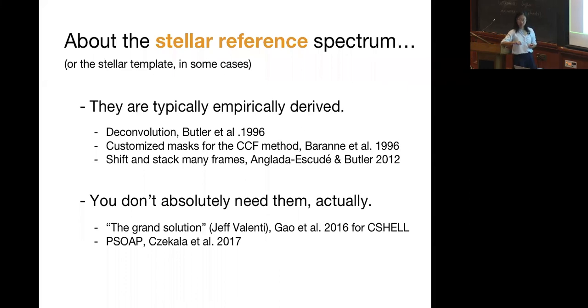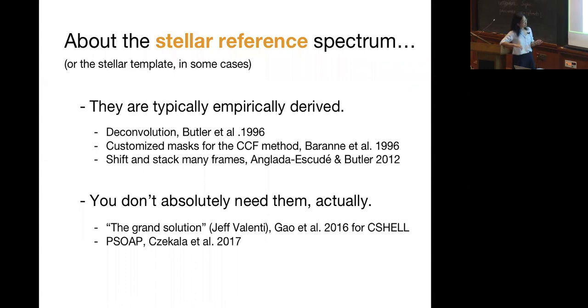especially in recent years, we have realized you don't actually absolutely need them, which is interesting if you think about the methods I talked about on how we measure velocities. How do we get rid of them? So there are two proposed solutions in the literature so far. They have many similarities actually.